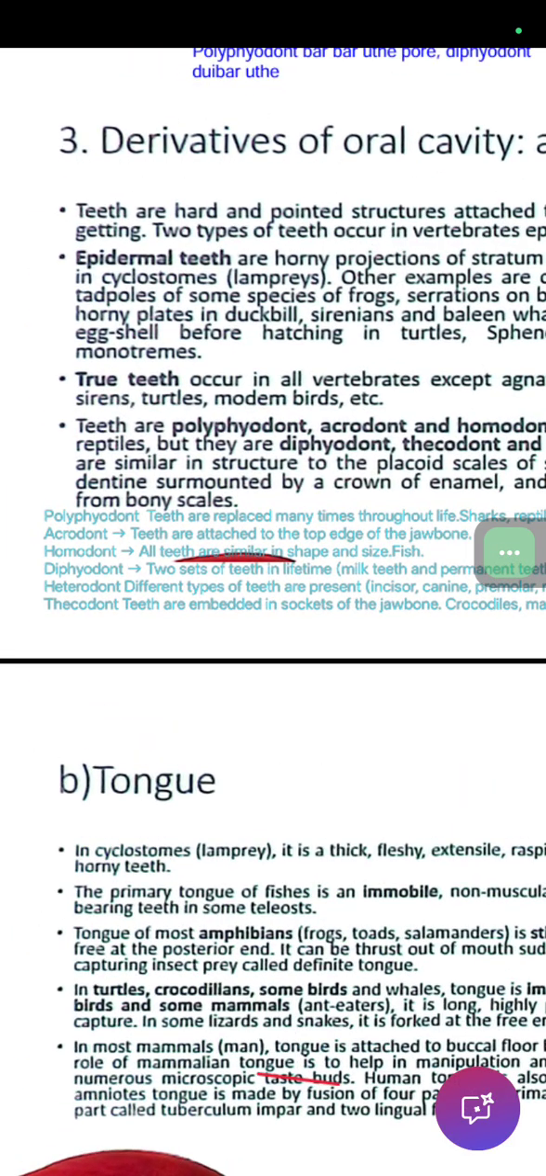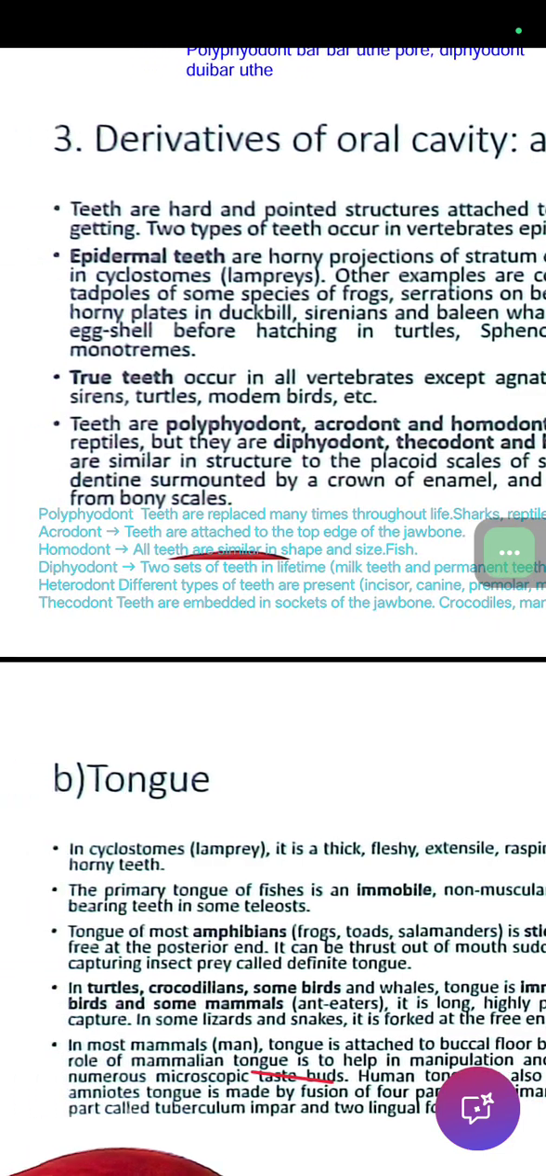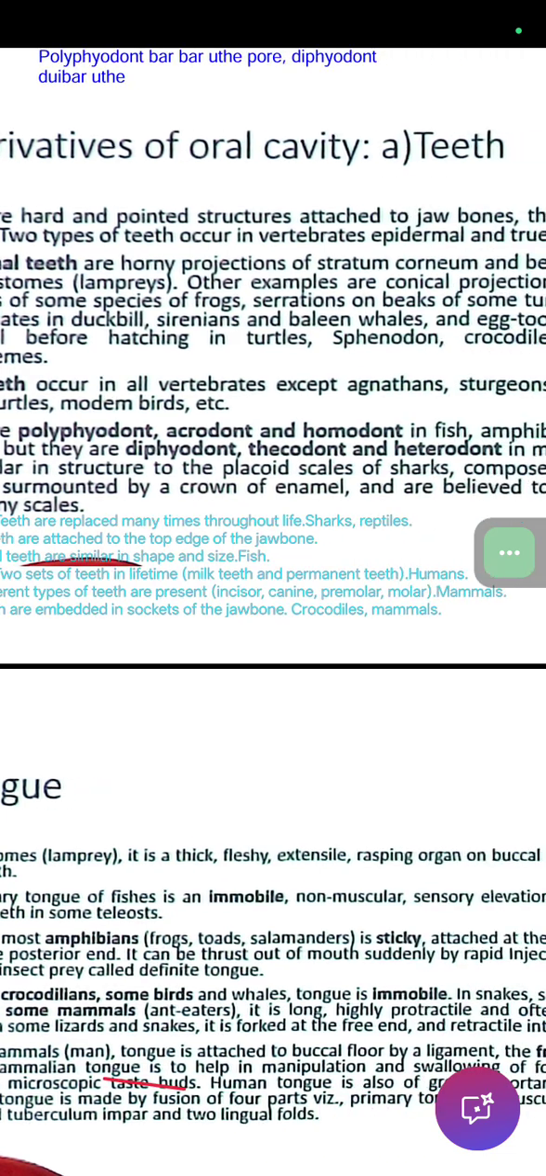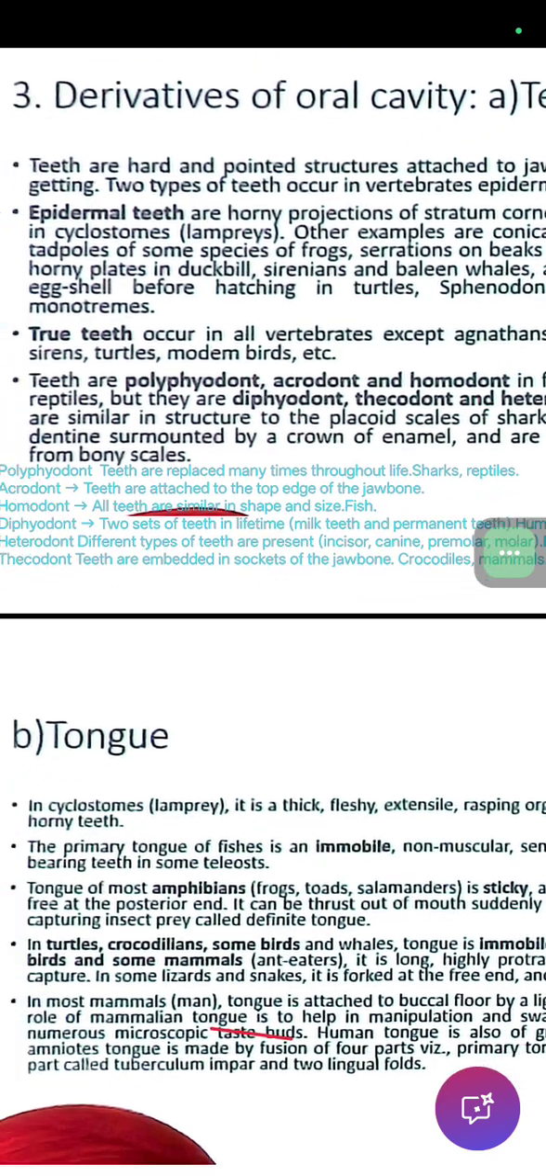Now let's learn some definitions. Polyphyodont. Teeth are replaced many times throughout life, as in sharks and reptiles. Acrodont. Teeth are attached to the top edge of the jawbone. Homodont. All teeth are similar in shape and size, such as in fish. Diphyodont. Two sets of teeth in a lifetime, milk teeth and permanent teeth, as in humans.